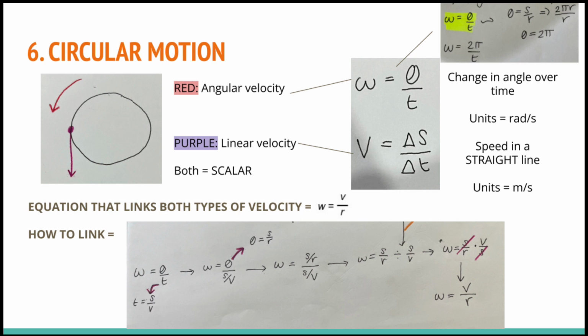And when you divide something, you can multiply it by the reciprocal, which is what I did. And this is why both of the displacements can be cancelled, because they are on opposite ends. And this eventually results in omega equals linear velocity divided by radius.